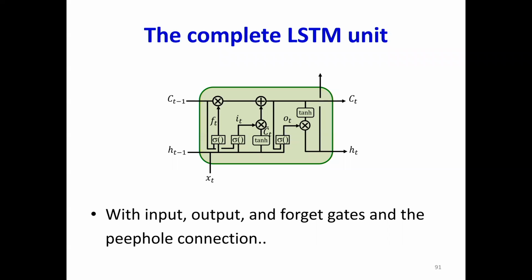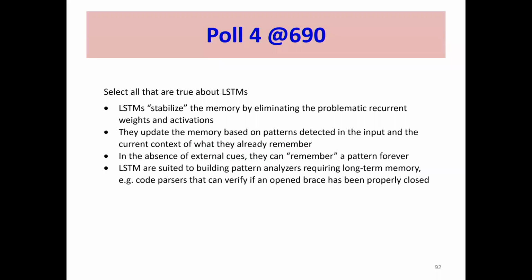Now, there's one key difference here between these three gates. These two gates operate on the raw memory before it was modified. The output gate operates on the raw memory after it was modified. So the connections into these gates come from different places. Now, this is just engineering. There's no why to it. This is how it was done.